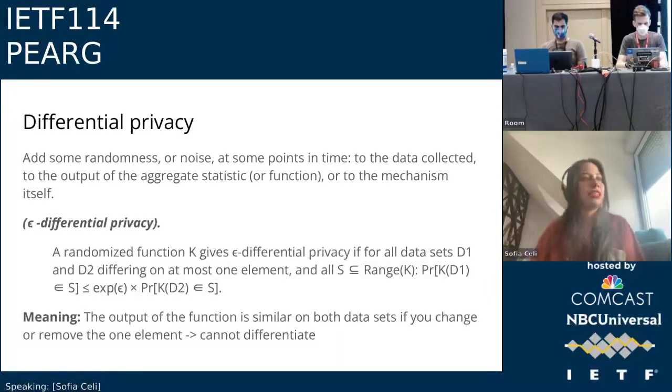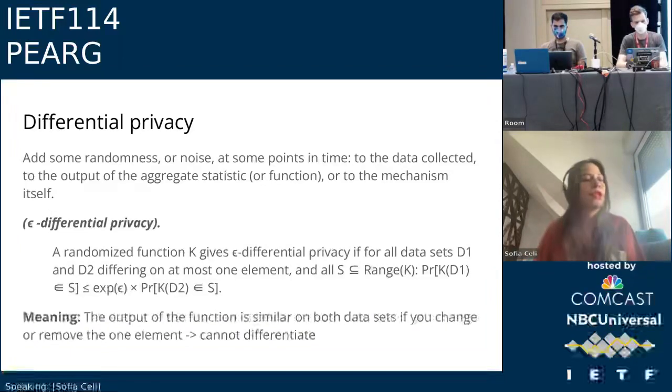The idea in the differential privacy techniques is that some local randomness, some kind of noise, is added at some point when you're performing the aggregate functionality. It could be added to the data collector, it could be added to the output of the statistical function, or it could be added to the mechanism itself.